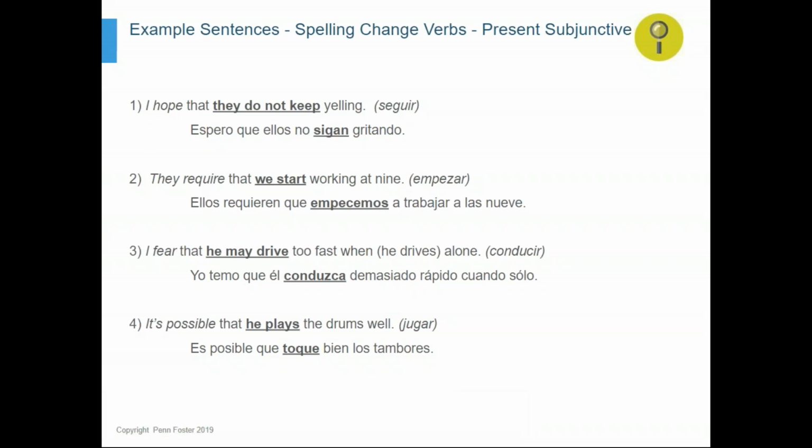Okay, so just a few examples there of the spelling change verbs. Notice the stem change in sigan and the stem change in empecemos, or the lack thereof since it's first plural. And then just spell changes for conduzca, C to Z, and toque, C to QU.